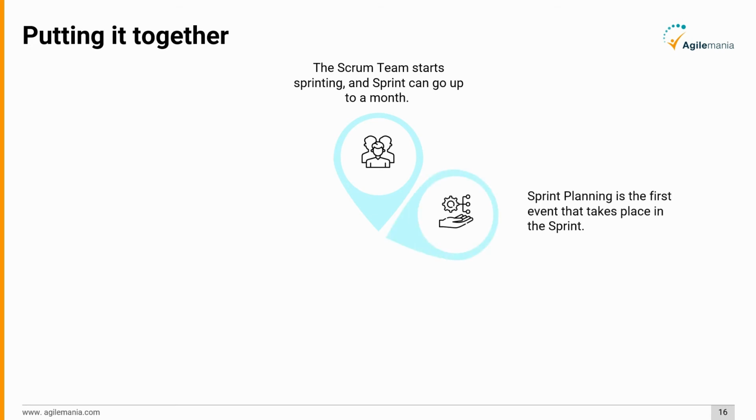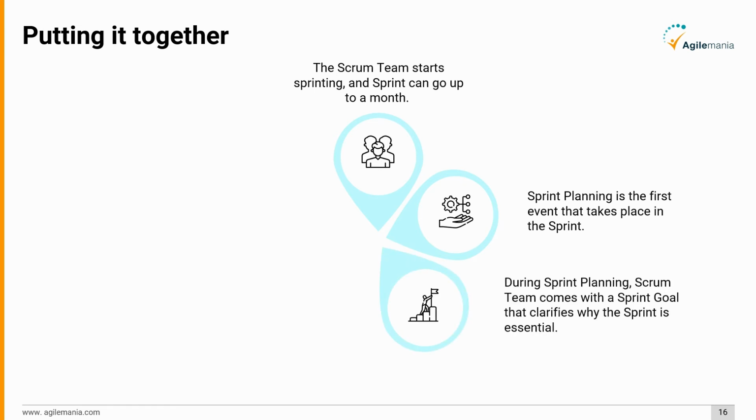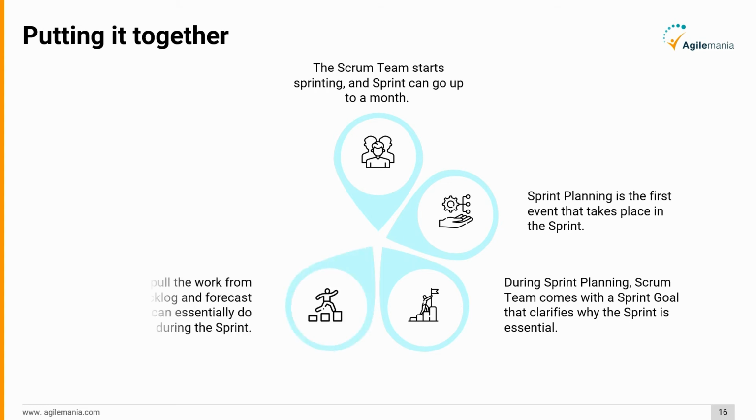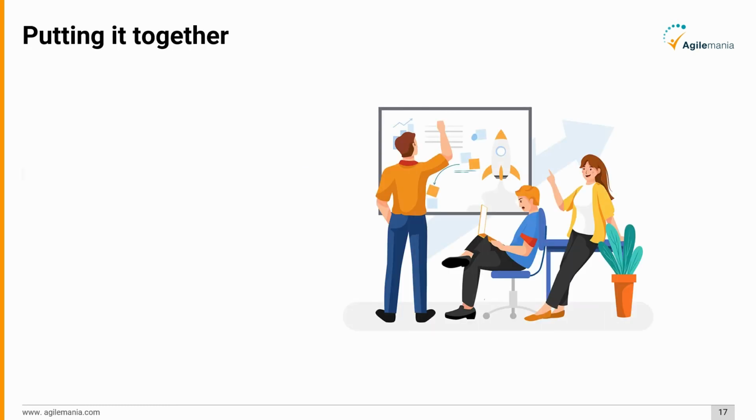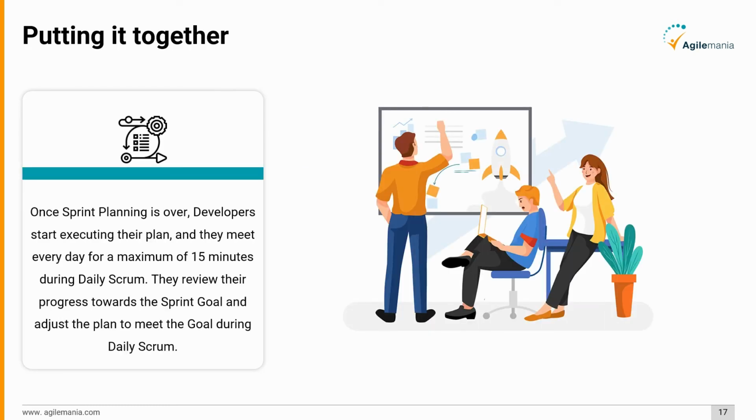Sprint planning is the first event that takes place in the sprint. During sprint planning, the Scrum team comes up with a sprint goal that clarifies why the sprint is essential. Developers pull the work from the product backlog and forecast what they can essentially do during the sprint. The time box for sprint planning is 8 hours. Once sprint planning is over, developers start executing their plan, and they meet every day for a maximum of 15 minutes during daily Scrum. They review their progress towards the sprint goal and adjust the plan to meet the goal.